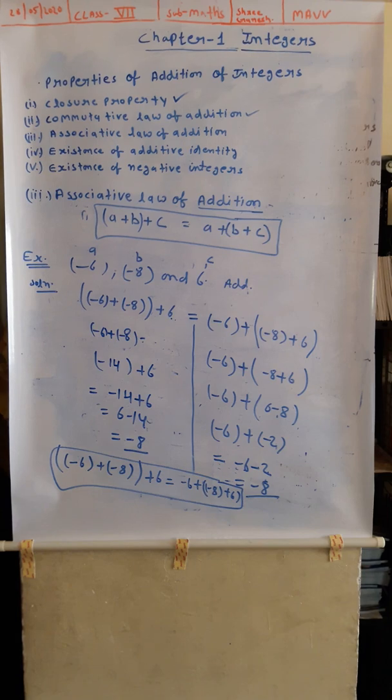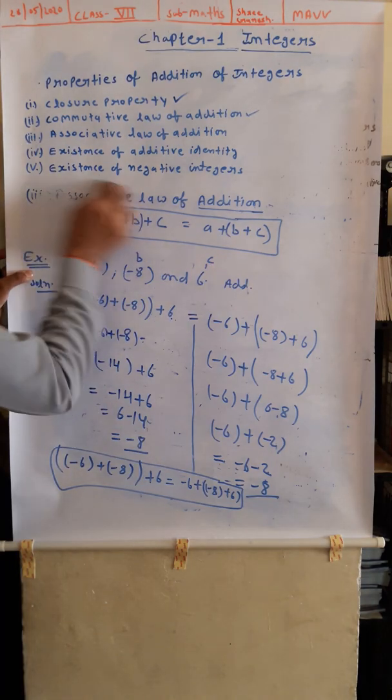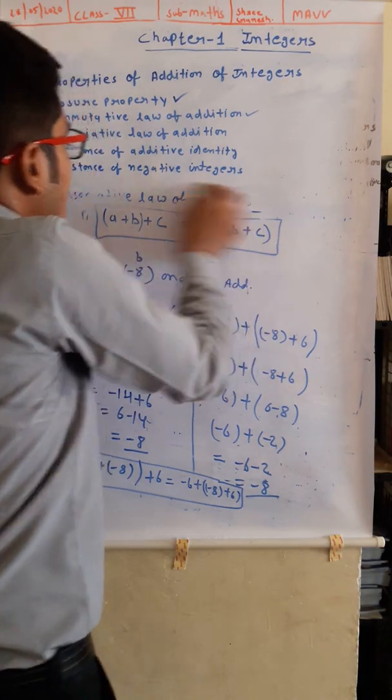I'll send you the picture of whatever I have written on the board. Now, what is the next property? It is the existence of additive identity. Okay, it is the additive identity. The next property is additive identity.